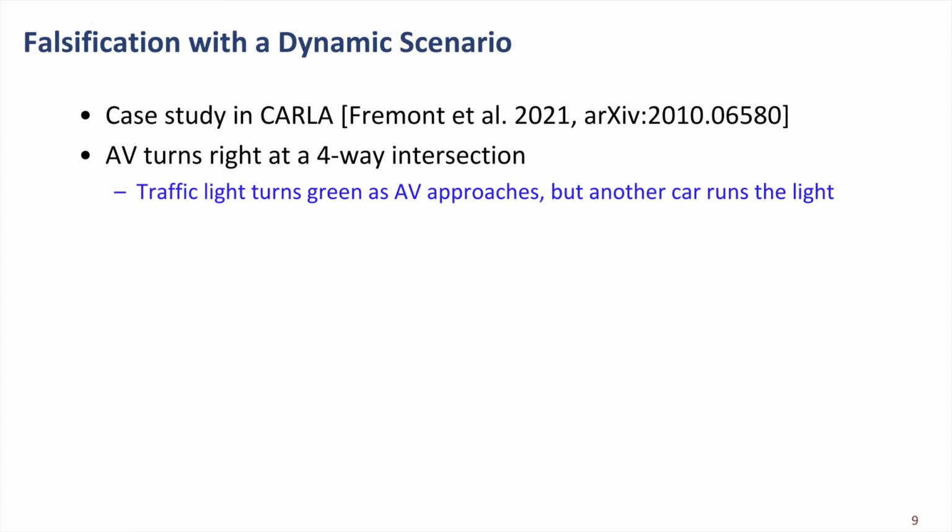The traffic light is originally red, but it turns green as the AV approaches. But then somebody else coming from another direction runs the red light. They go through as the light is changing. And so the AV has to be careful not to collide with it.